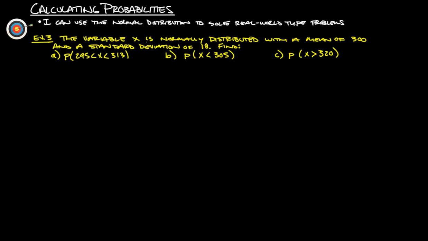The variable x is normally distributed with a mean of 300 and a standard deviation of 18. Find the probability that x is going to be greater than 295 but less than 313.